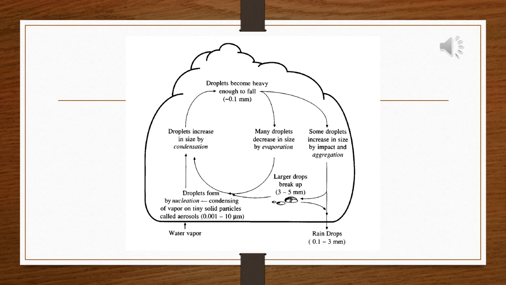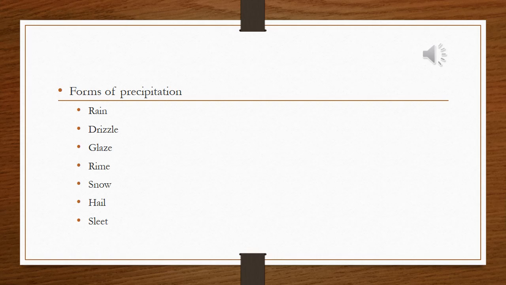It is good to also touch on the forms of precipitation. We have several types: rain first, then drizzle, glaze, rime, snow, hail, and sleet. Interested students can go through and see the size range of all these types of precipitation, how they form, and what they are.